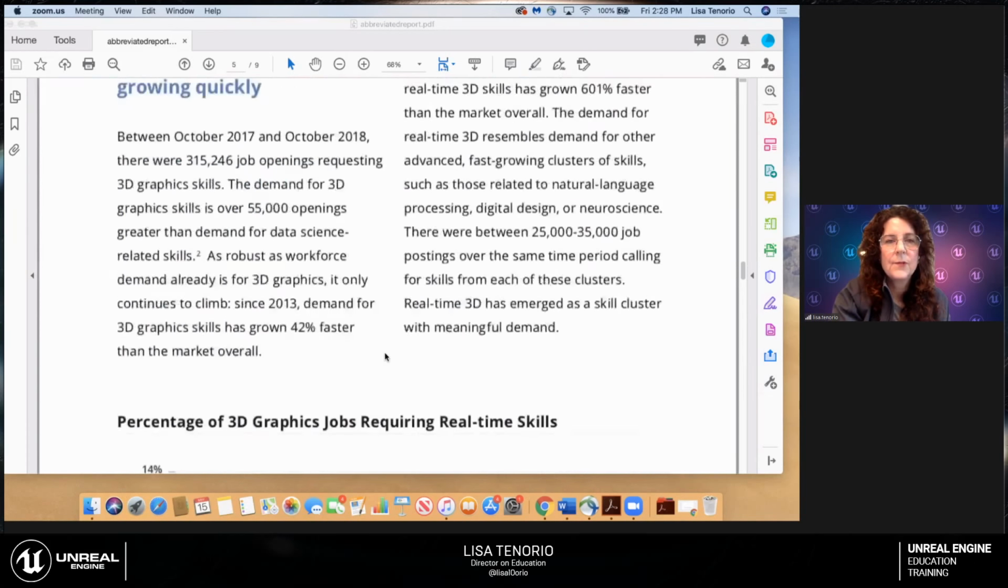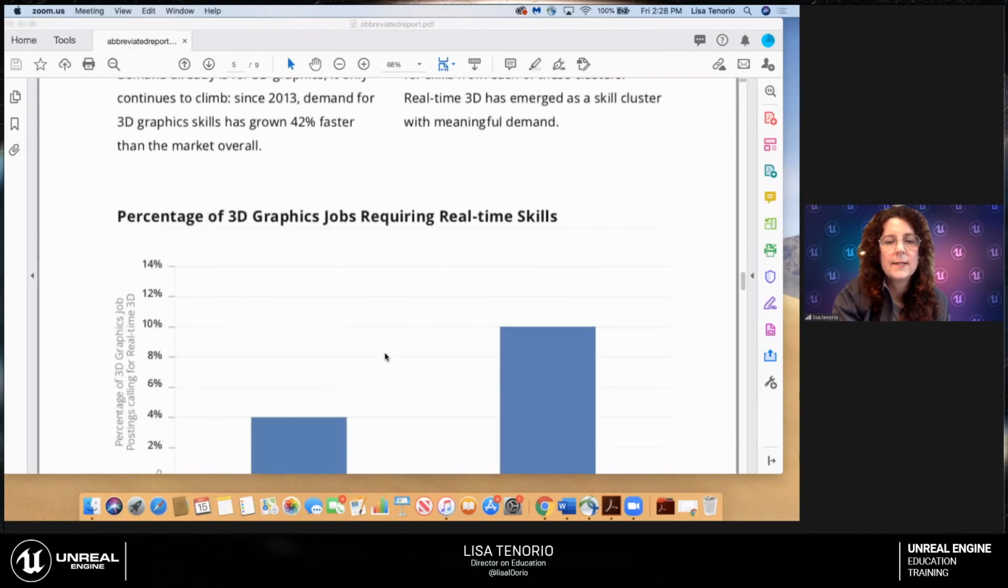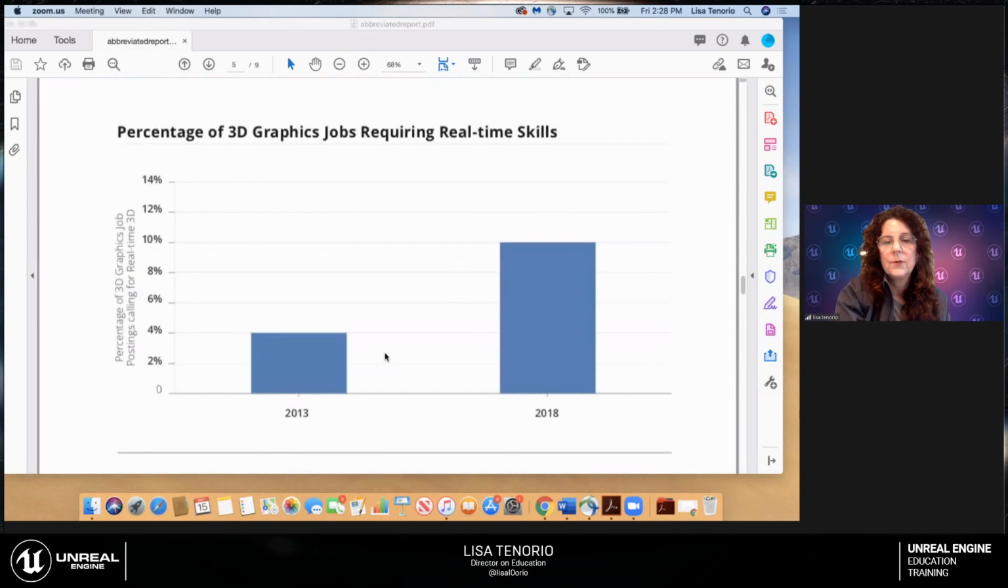So if you start digging into some of the findings, this is where you can really see the growth of real-time 3D jobs. In 2013, they represented about 4% of all 3D graphics jobs. And then you can see the huge jump in 2018 to about 10% of all jobs. And as that growth continues, we're going to see the percent going up.